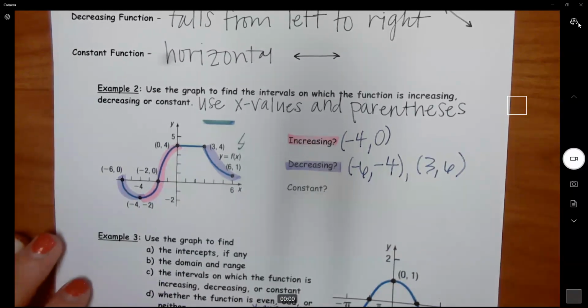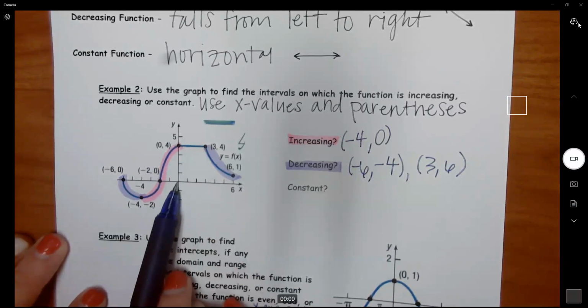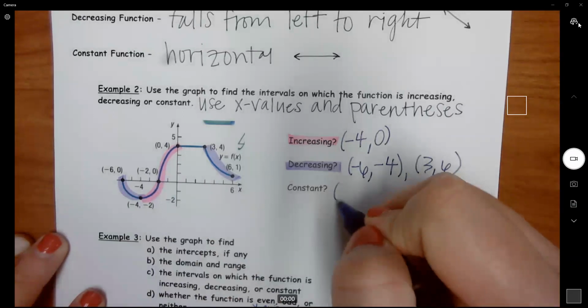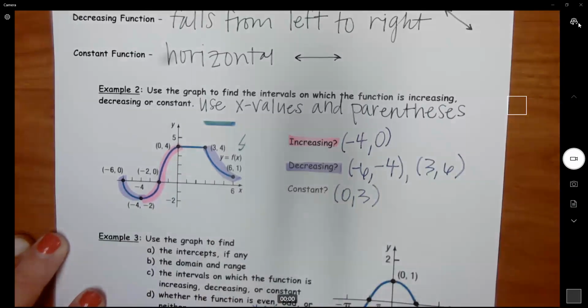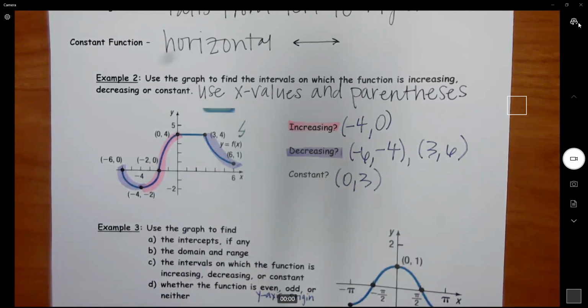And then lastly, where is it constant? It's horizontal right here, and it's going from 0 to 3. Okay, so in example 2, we're going to be doing intervals of increasing and decreasing. But we're also going to be including a lot of things from last lesson, like the intercepts, the domain, and the range, and to tell whether the function is even, odd, or neither, which is from the last video.